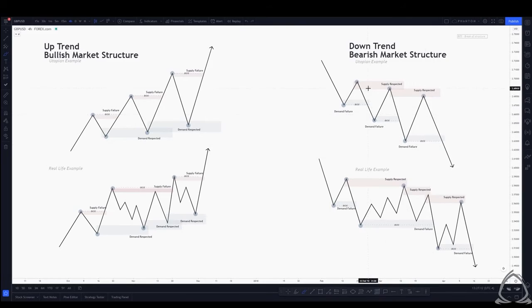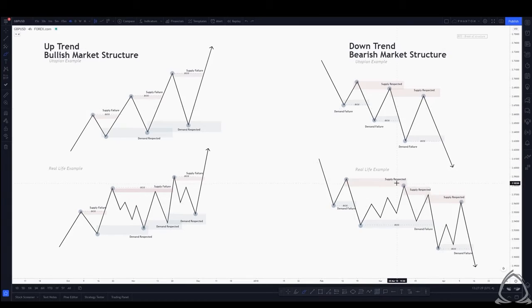And what this is doing is showing that supply is being respected as demand is continuously failing, which is then creating our lower lows and our lower highs. Our lower lows are being created by demand failing, and our lower highs are being created by supply being respected.